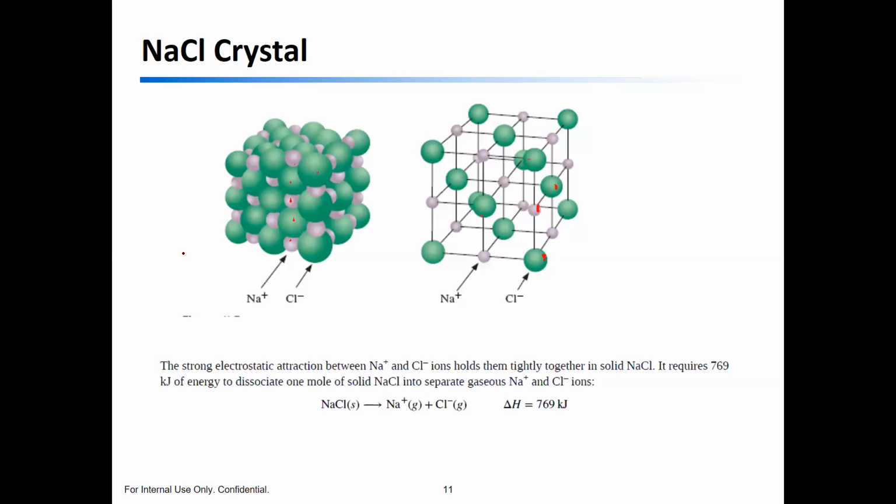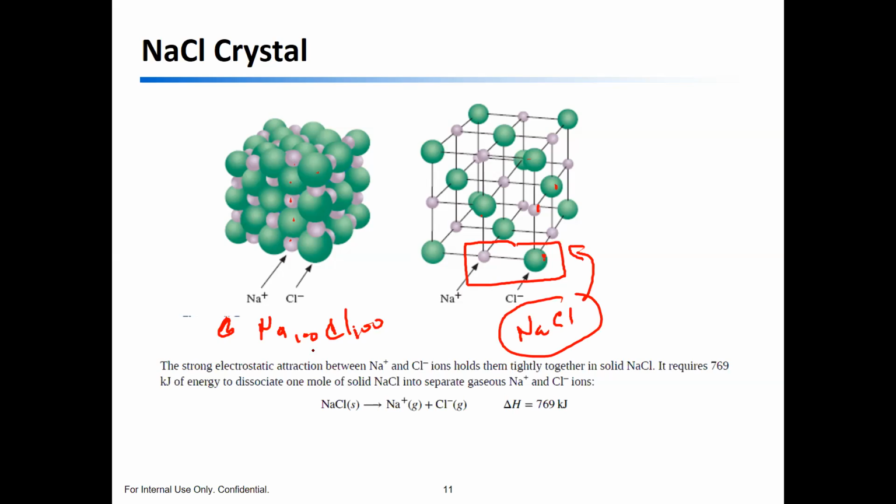So in this crystal, we have like a million sodium and a million chlorides. Are we going to say sodium 100, chlorine 100? No. We look at the simplest repeating pattern. What's the simplest repeating pattern? One sodium and one chloride. So we call this thing sodium chloride. We're not going to say sodium 1 million, chloride 1 million.